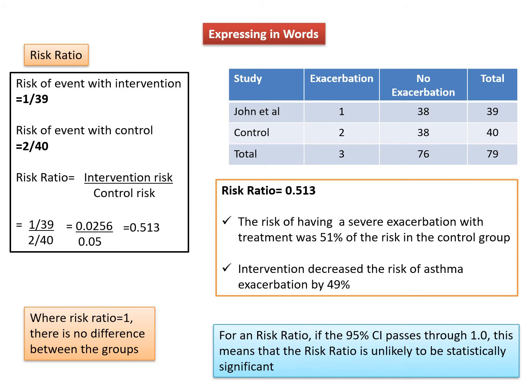So how can we express this risk ratio in words? The risk of having a severe exacerbation of asthma with treatment was 51% of the risk in the control group. The intervention decreased the risk of asthma exacerbation by 49%. So where risk ratio equals 1, there is no difference between the two groups. When the 95% confidence interval intercepts through the 1.0 unit, this means that the risk ratio is unlikely to be statistically significant.